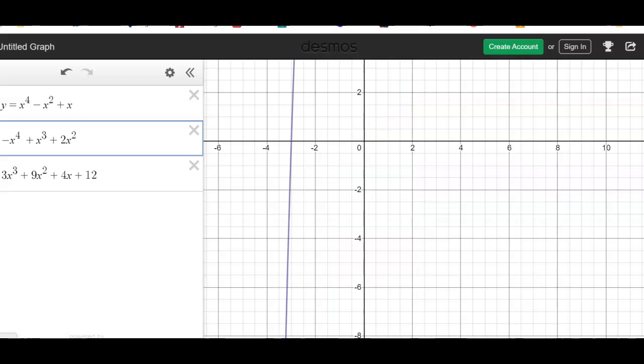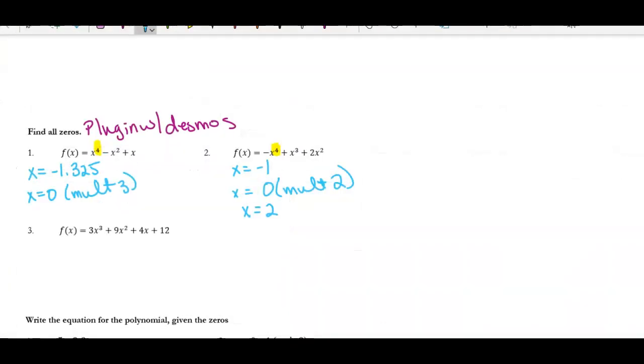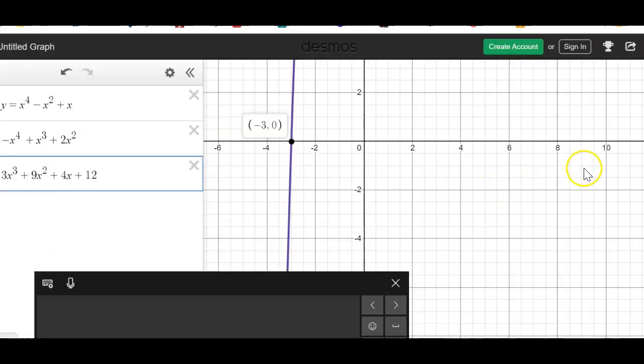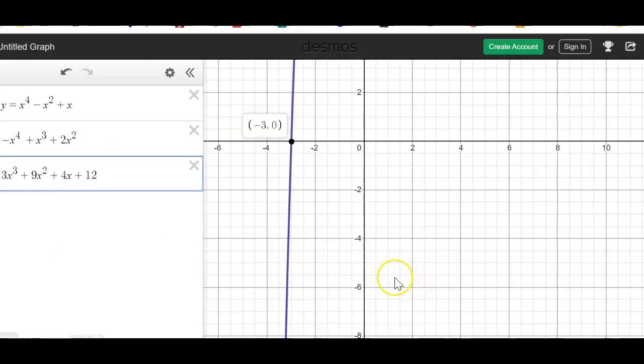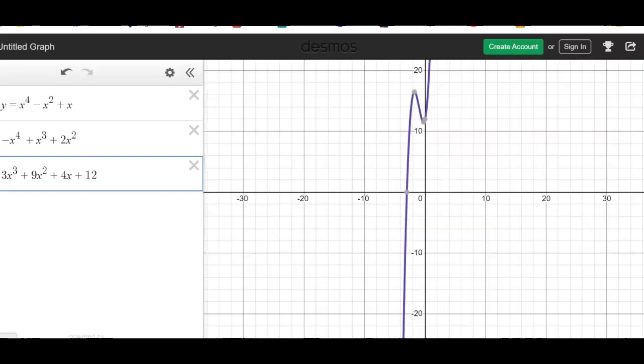Oh, look at that. I can only see 1, but I'm supposed to have 3. The only answer I have is at -3. So I have x is -3, but again, I'm supposed to have 3. I only see 1 real answer. Let's zoom out and see if we can find more.